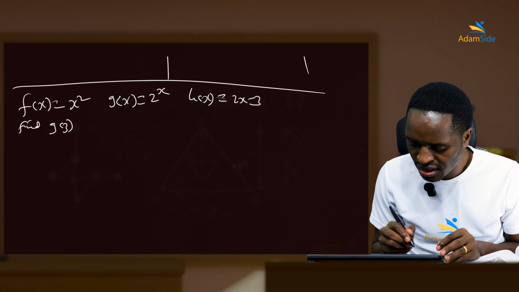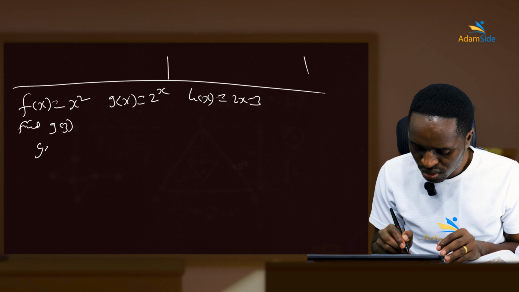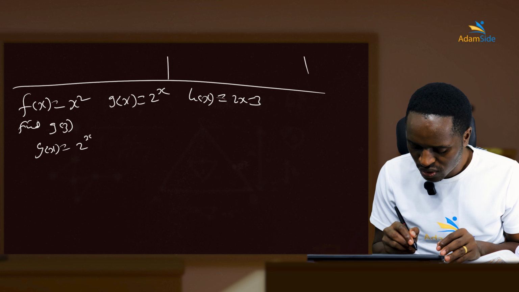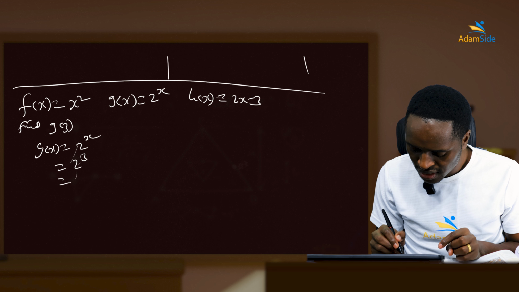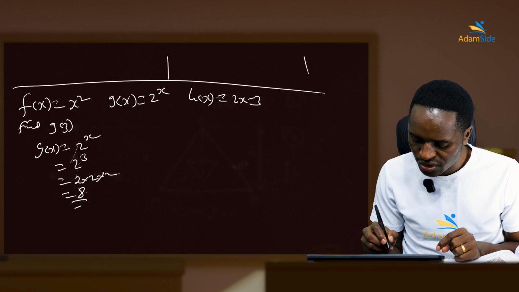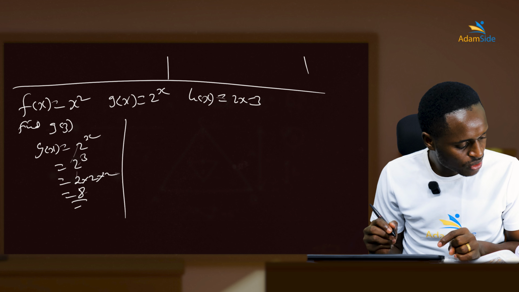g3. This is simple. G3, you know g of x is 2 power x. So where there is x, replace it with 3. So 2 power 3. What is 2 power 3? 2 times 2 times 2. I'm sure everyone can solve that. 8. You get your output.